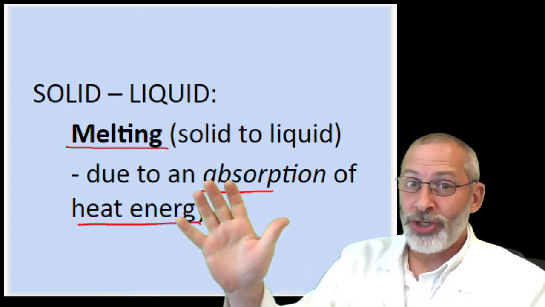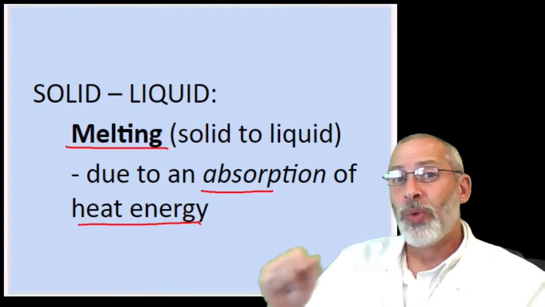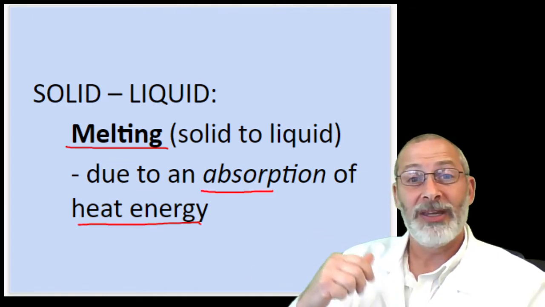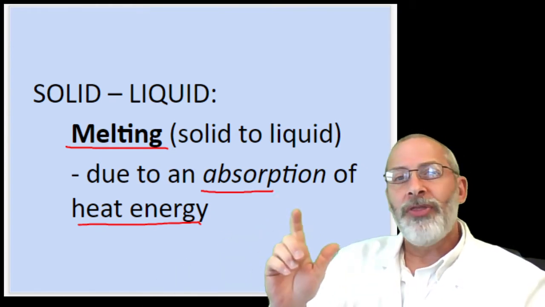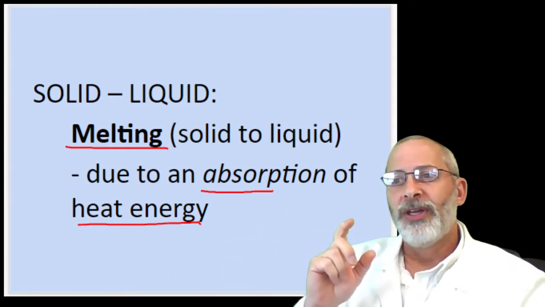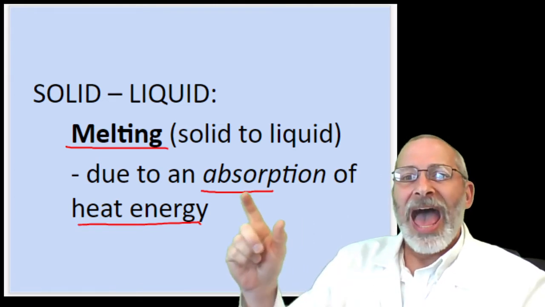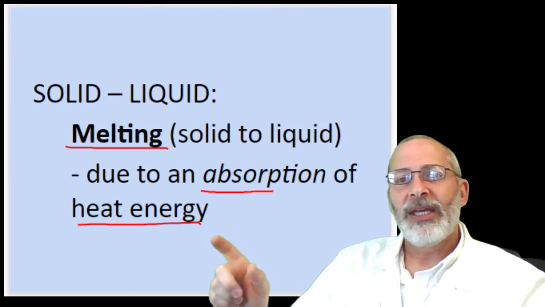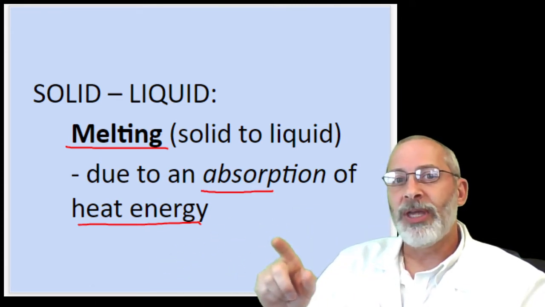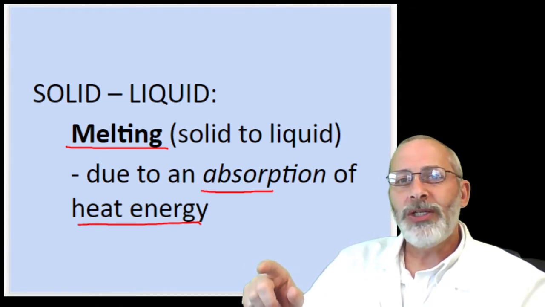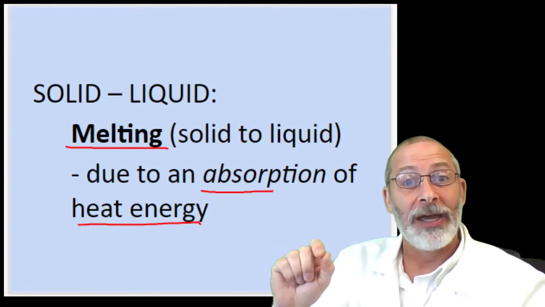Think of it again. We take a sponge and absorb the water from a countertop. What happens to the countertop? It dries out. You are drying it. Now think of this in terms of heat energy. Melting absorbs heat energy. So if melting is absorbing heat energy, what do you think happens to the surrounding area?